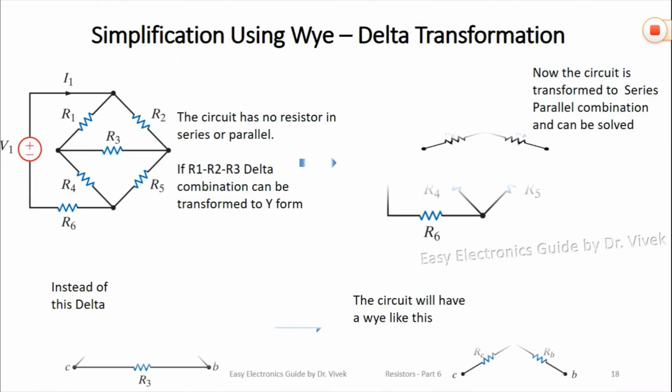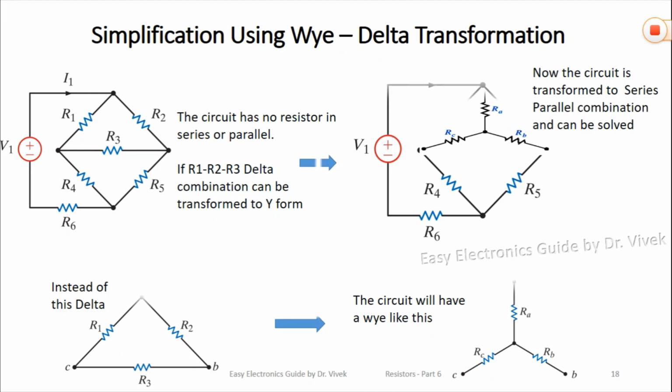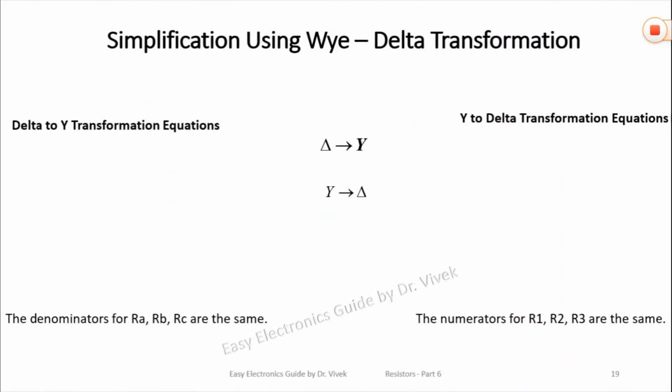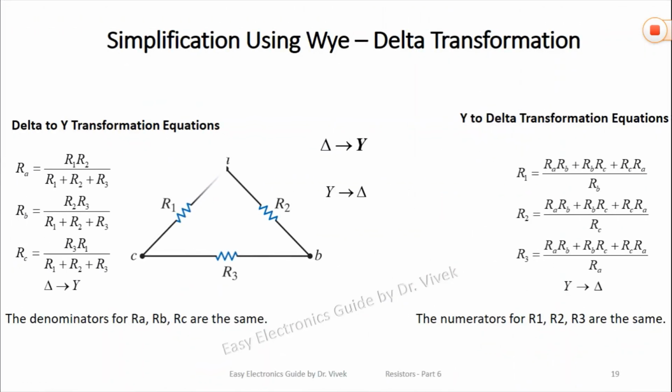The first circuit has one delta with resistors R1, R2 and R3. This delta is transformed to Y as shown with the second figure. Now the circuit becomes a series parallel combination and can be solved easily. The equations to convert Y to delta and delta to Y are given here.